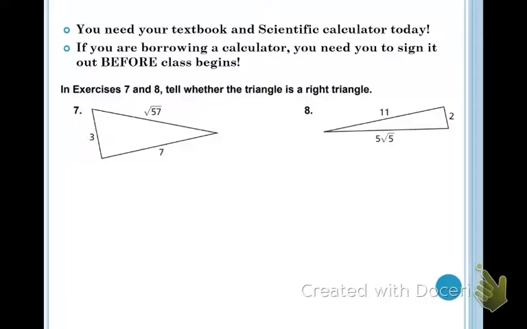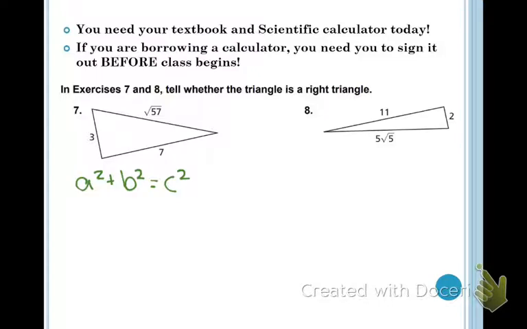How do we decide whether a triangle is a right triangle? Yeah, so the Pythagorean theorem, a squared plus b squared. We're going to see if it equals c squared. If it does, then it's a right triangle. If it does not, then it is not a right triangle.